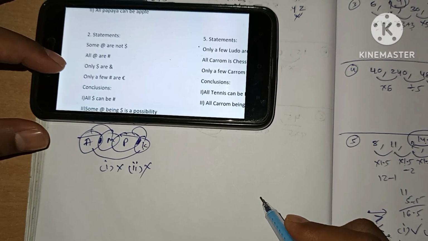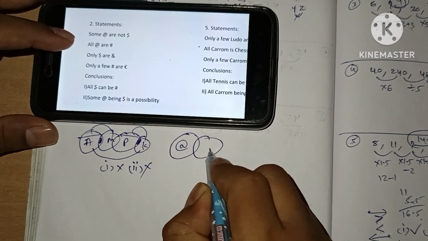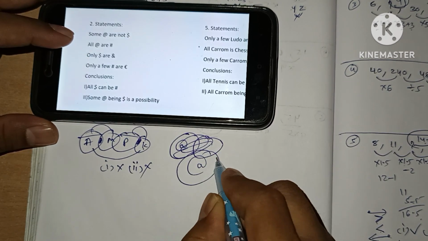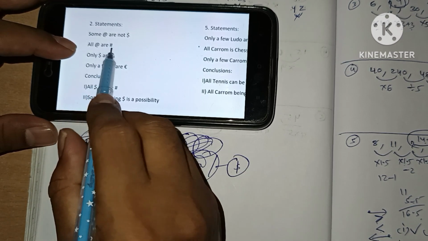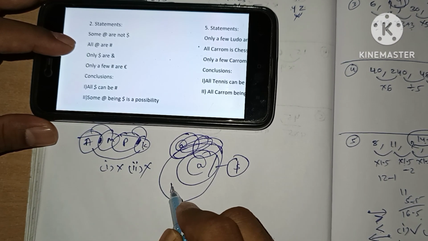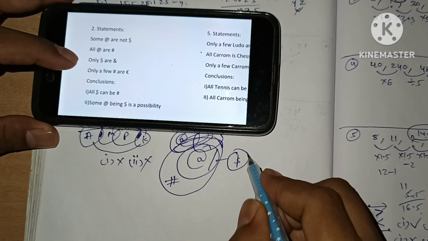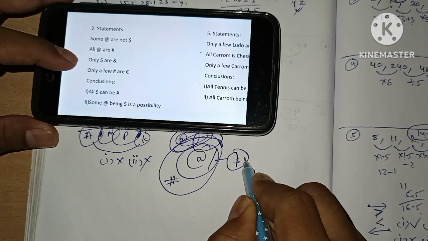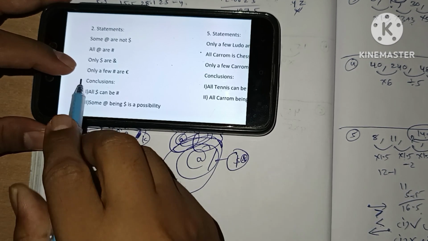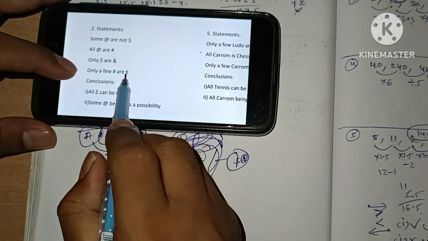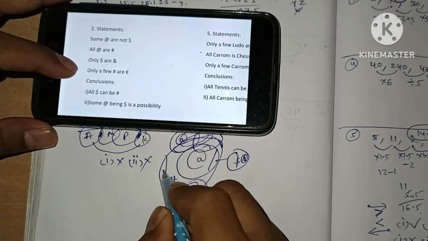Next we are going to see the second question. Some at the rate are not dollar. All at the rate are hashtag. Only dollar are ampersand. So ampersand is inside dollar and doesn't share with anything except dollar. Next one, only a few hashtag are this symbol.